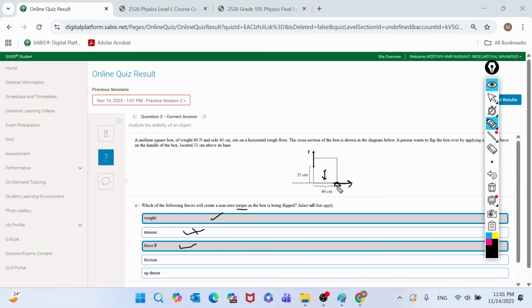Torque and moment mean the same thing. The moment of it is zero because it's on the pivot. And upthrust is when you enter water and the water pushes you up, for example. That is wrong.